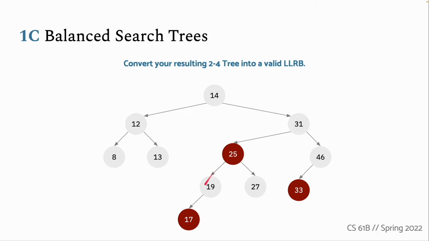25's left children are going to be that node with 17 and 19 in it, so again, we're going to have 19 be that parent and 17 be the child. 27 is between 25 and 31, so we're just going to put it as the right child of 25. And then 46 and 33 were greater than 31, so we're going to have those be on the right of 31, with 46 being the parent and 33 being the red child.